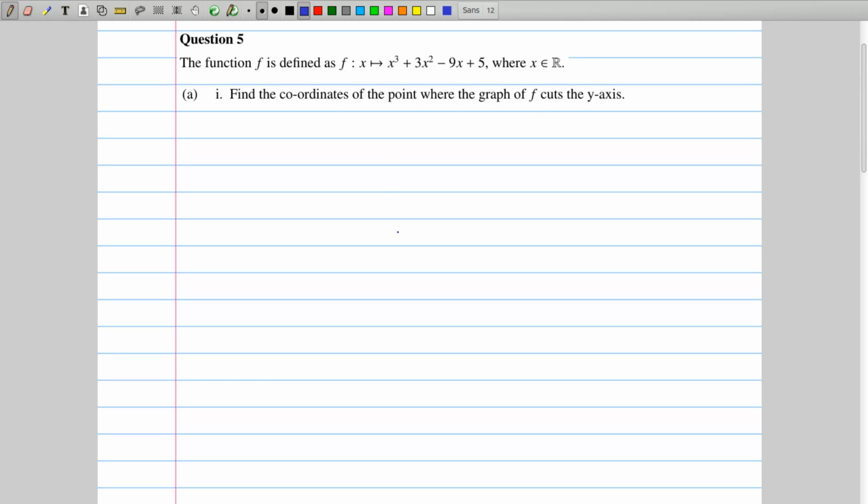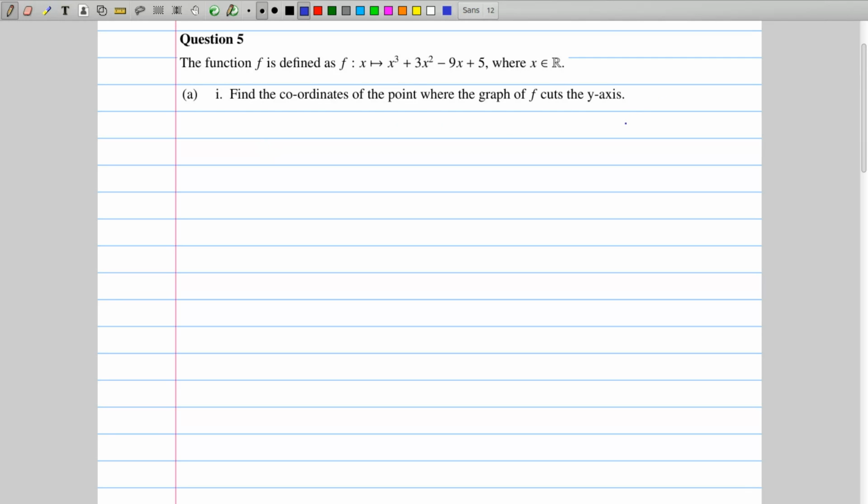Today we're continuing our journey through the 2014 Ordinary Level Maths paper, and we're going to move on to question 5, which is a calculus question. We're given a function f, defined as x cubed plus 3x squared minus 9x plus 5, and we're asked to find the coordinates of the point where the graph of f cuts the y-axis.